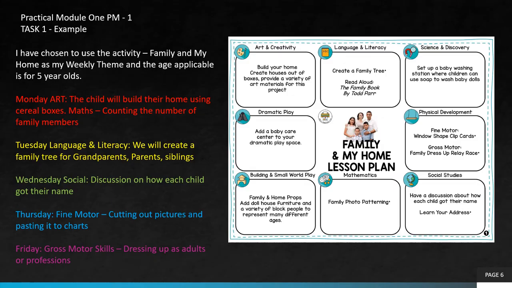So let's look at the activity that I chose. I have chosen to use the activity called Family and My Home, all right, as my weekly theme, and the age applicable is for 5-year-olds. So on the right-hand side, you will see that I've developed a weekly plan that includes art and creativity, language and literacy, science and discovery, dramatic play, that's acting out, physical development, that's obviously doing a bit of gym, dancing, climbing, testing your fine and gross motor skills, building and small world play, mathematics, and social studies.